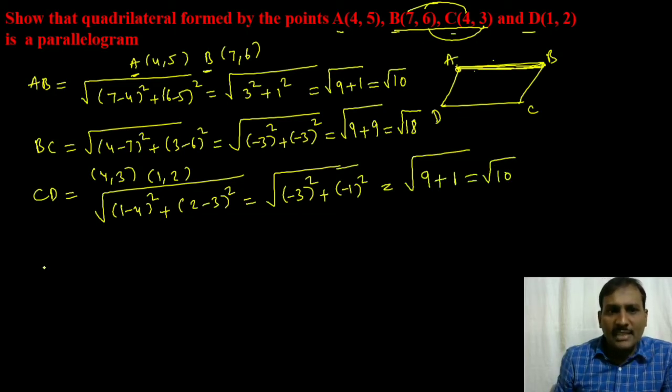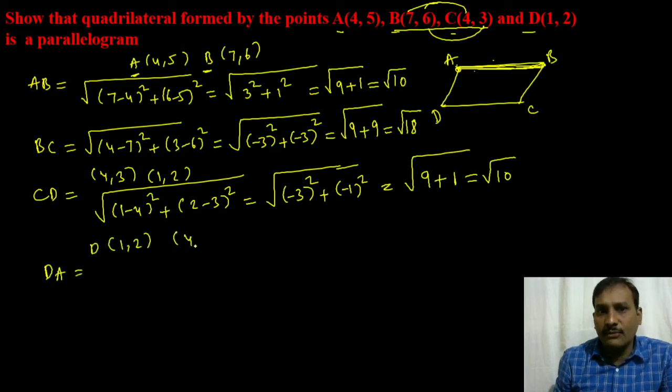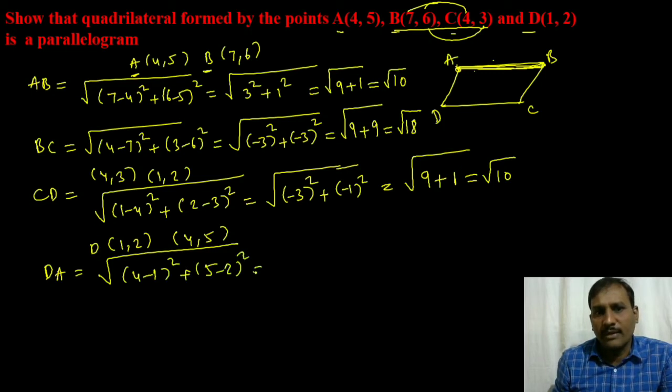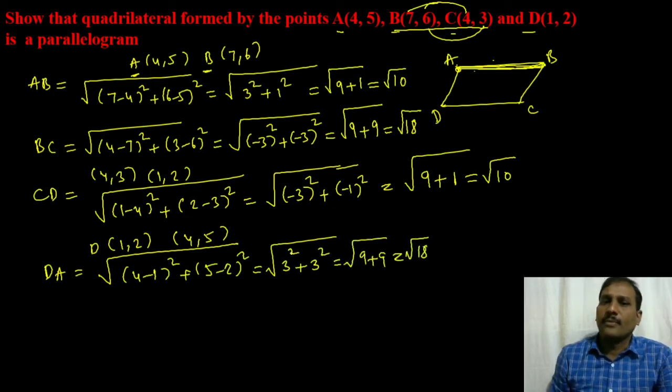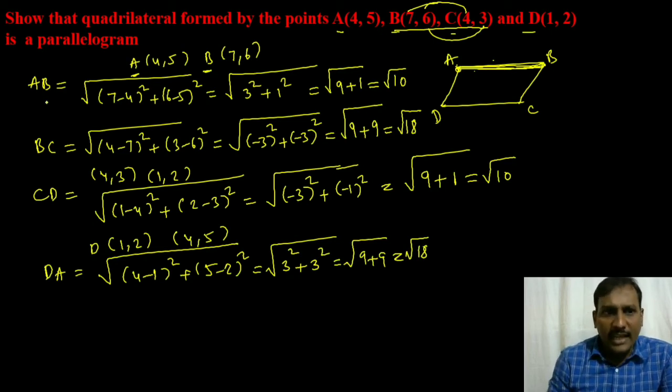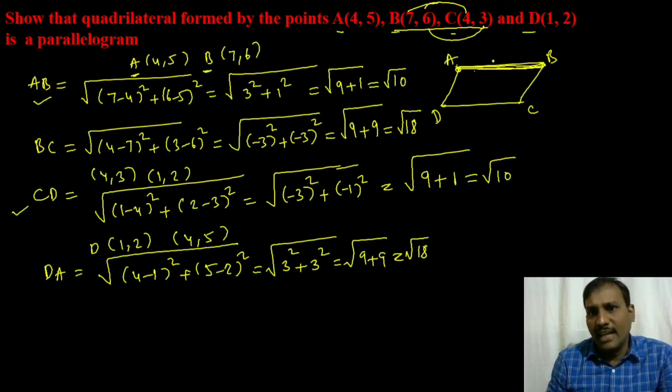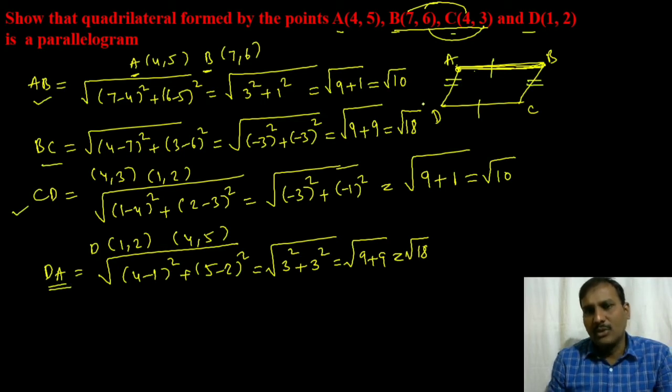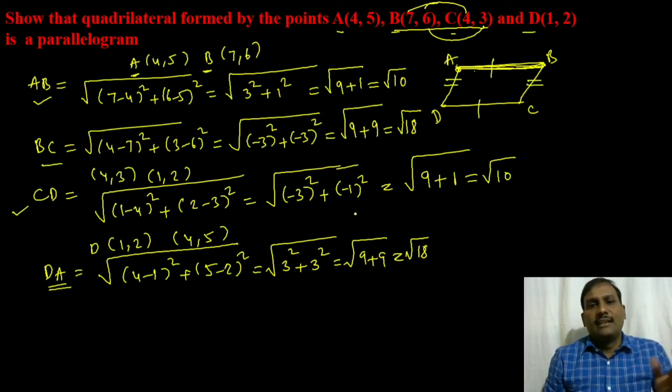The final one is DA. What is D here? D is (1, 2) and A is (4, 5). Let us find the distance between them: (4 minus 1) whole square plus (5 minus 2) whole square. That is 3 square plus 3 square, root of 9 plus 9, that is root 18. Now if you observe here, AB is equal to CD, opposite sides are equal, and BC is equal to DA, opposite sides are equal. Now we have to go through the diagonals.